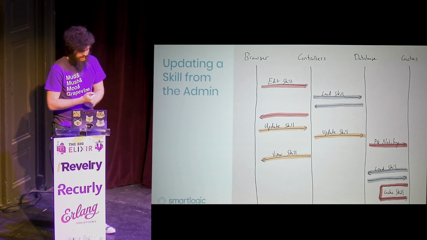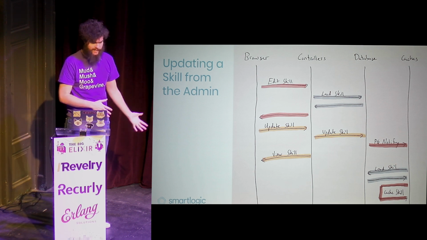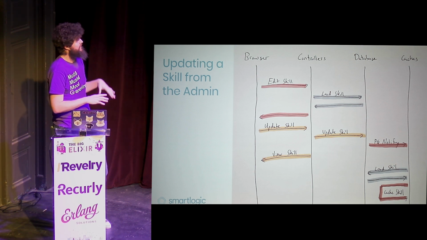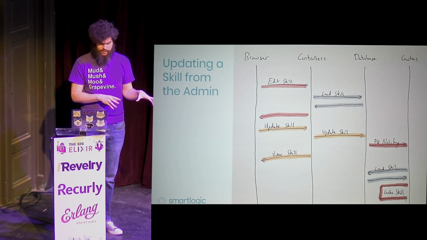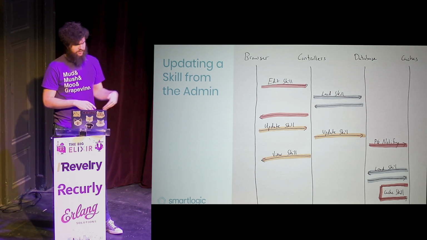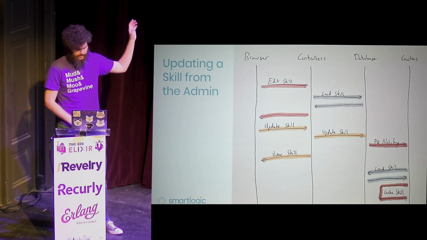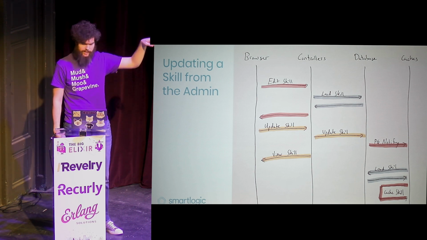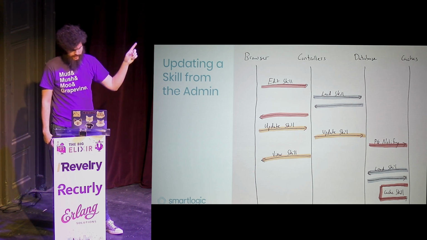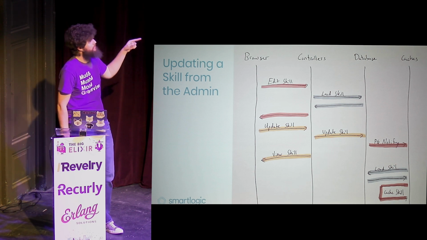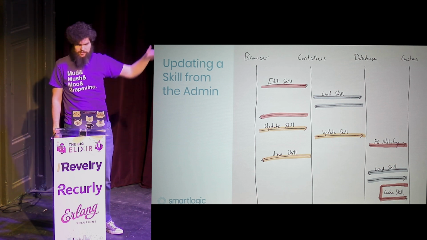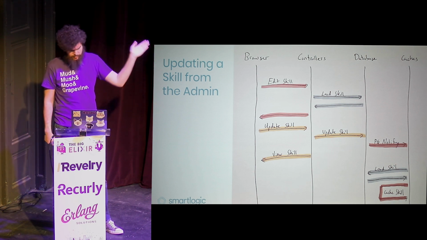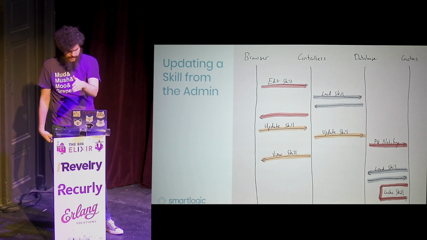We can also look at how you might update a skill from the admin. This is the one spot that keeps with the MVC style. If we click edit on a skill, so we see all our skills, we click edit, that's going to load out of the database and display back. Then we're going to change some stuff and click update. That sends a post to the controller, which saves to the database.